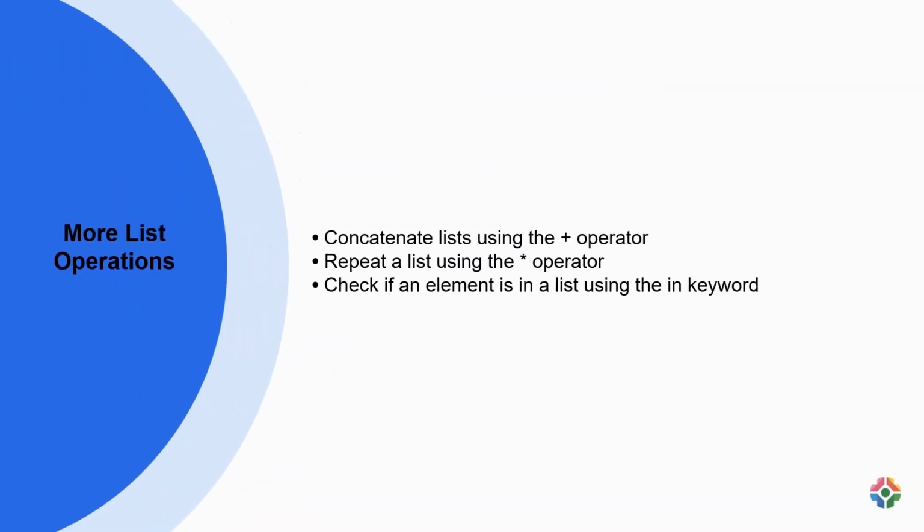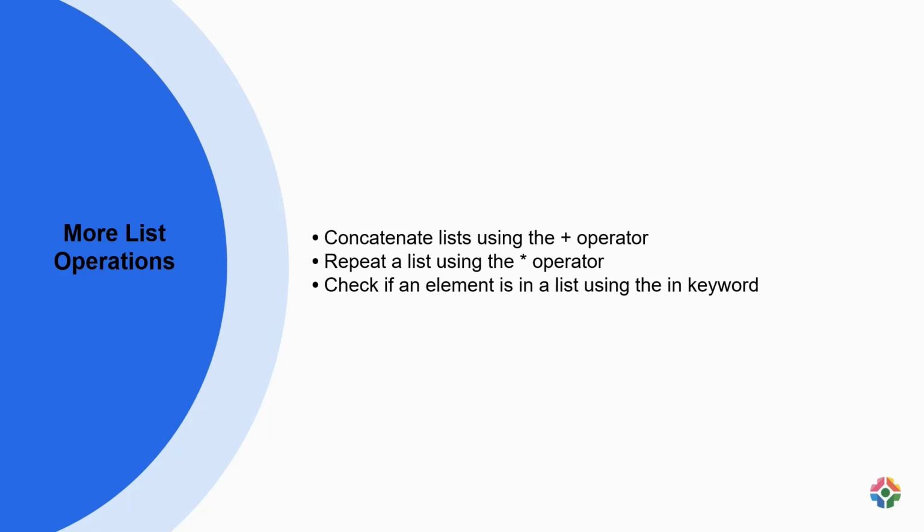To concatenate lists in Python, the plus operator is utilized. For instance, if we have two lists, list1 = [1, 2, 3] and list2 = [4, 5, 6], concatenating them will result in a new list. list3 = list1 + list2, with elements 1, 2, 3, 4, 5, 6.